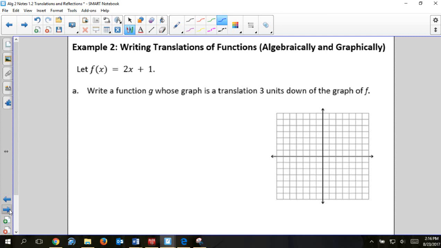Let's start with graphically. We went over how to graph lines like the first day of class. Let's go over it again. Let's graph this function. How do we graph? Remember, f of x is the same thing as y equals. How do we graph 2x plus 1?